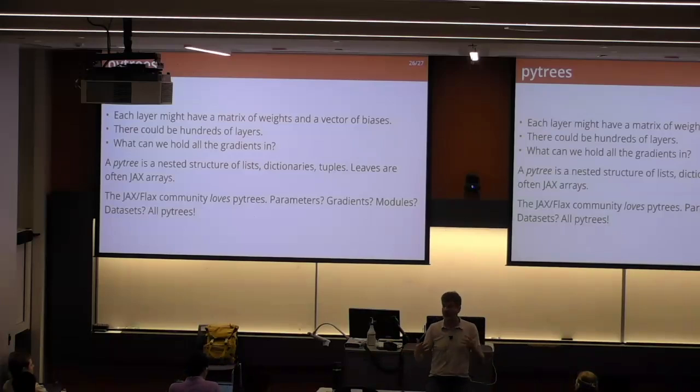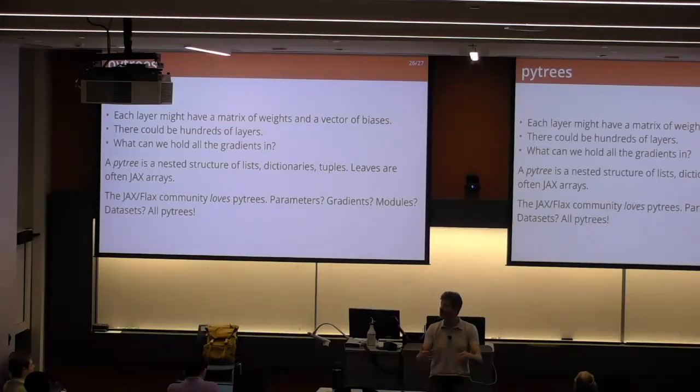It's a nested structure. It's got things that are dictionaries, lists, and tuples. And then at the leaves, there's typically either a number or a JAX array. They use these over and over again. The JAX and Flax community loves pytrees. So all the parameters, the weights that are in your model, those are all going to be pytrees. The gradients, when you compute them, they're all pytrees. The modules, you can pull out the modules as pytrees. All the data sets that you train on, it does a good job of interpreting those. You can have the input and the output inside a pytree, and it does the right thing.